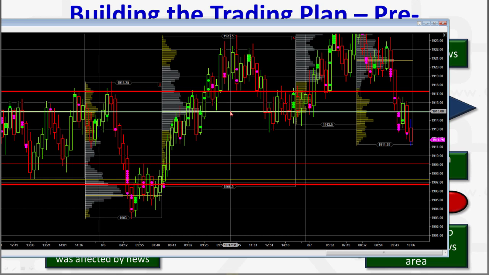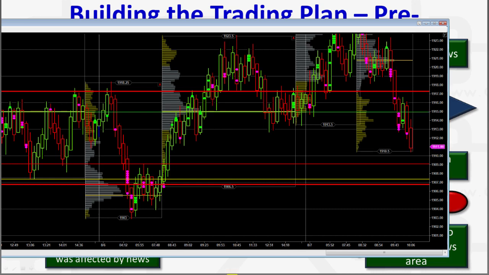I look at the print as it starts approaching my level. So as price started approaching 16, I started watching the print for weakness. Saw that weakness at 1650.